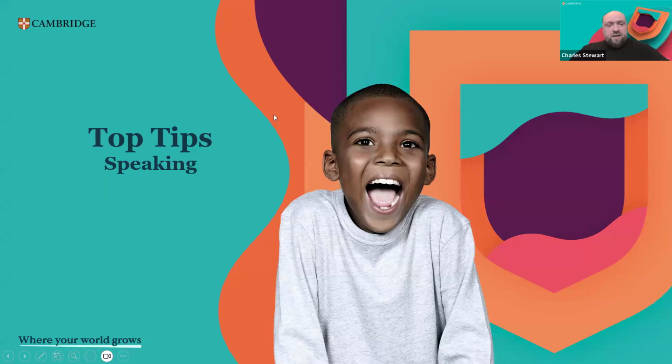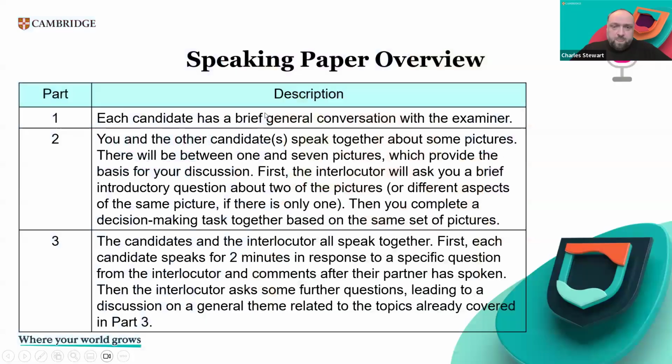Lastly, the speaking paper. So for the speaking paper, we know that there are three parts, parts one, two, and three. In the chat, which of these portions, part one, two, or three, do you find the most challenging?